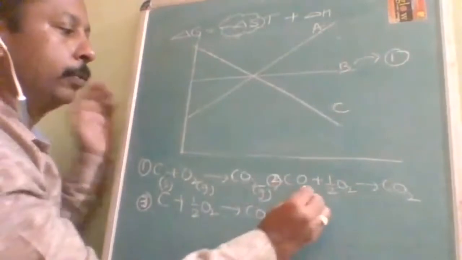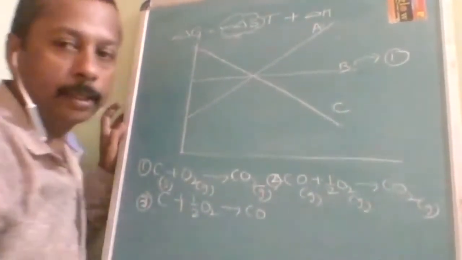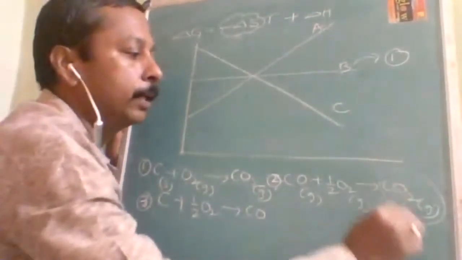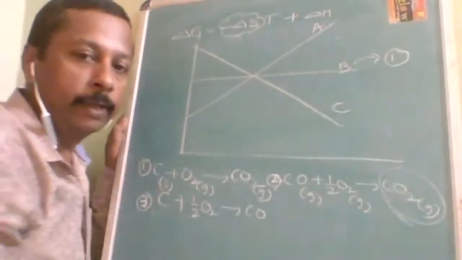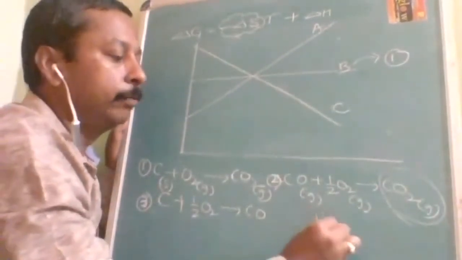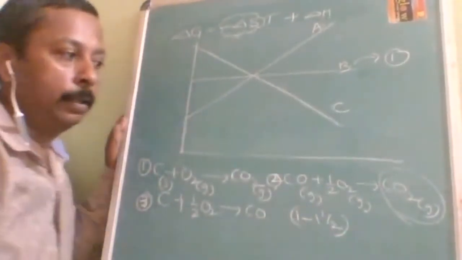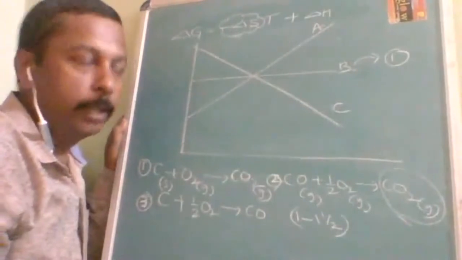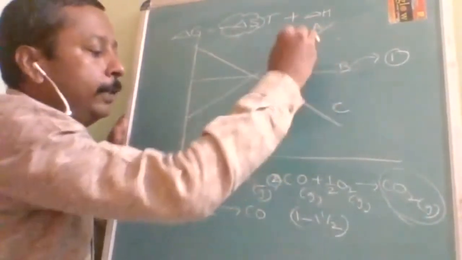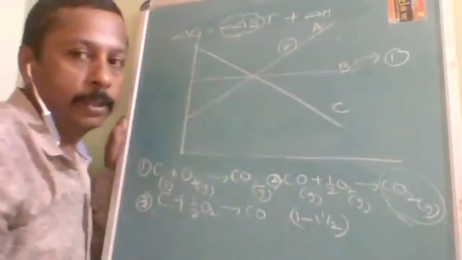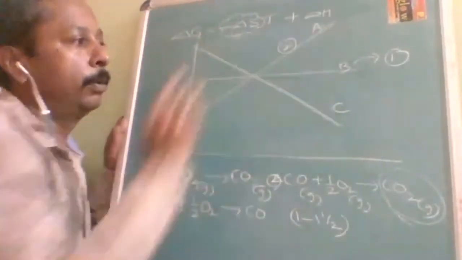Second, coming to the next part. CO plus half O2 gives CO2. This is also gas, and this is also gas. How many moles of gas product are there? 1 mole. How many moles of reactants are there? 1.5 mole. So 1.5 mole is converting into 1 mole, 1 minus 1.5. So entropy is decreasing, so this value will be positive. So this line corresponds to the second equation. Entropy is decreasing, minus into minus, it is going to be a positive slope.